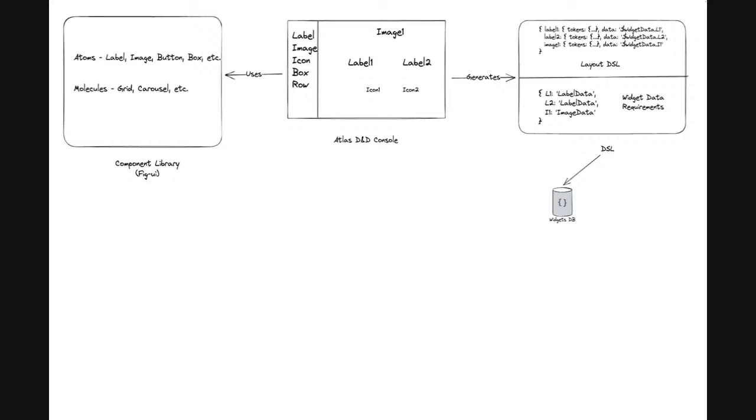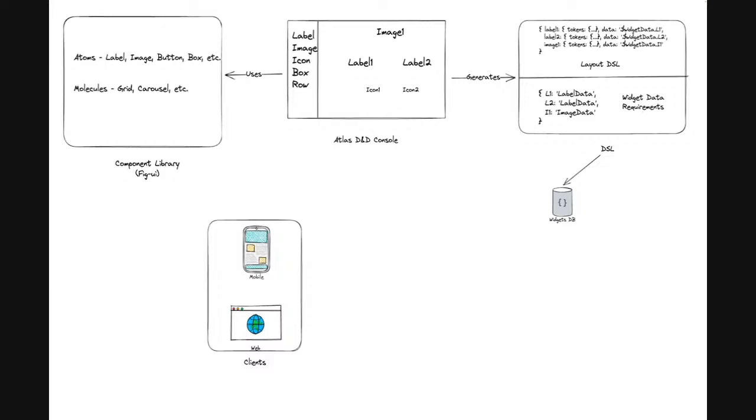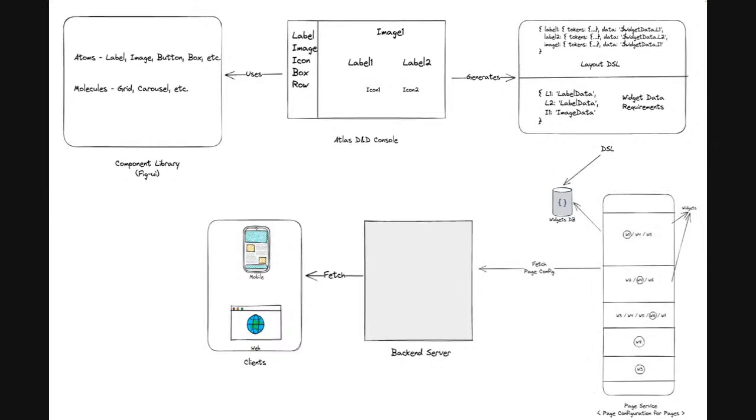Now let's look at this from a client's perspective. For our mobile and web clients, when trying to open a page, they would make a fetch call to our backend server, a network call. The backend server goes to a page service, which is the service that determines what to show, when to show, and how to show to a user. So it has the configuration for the entire page.